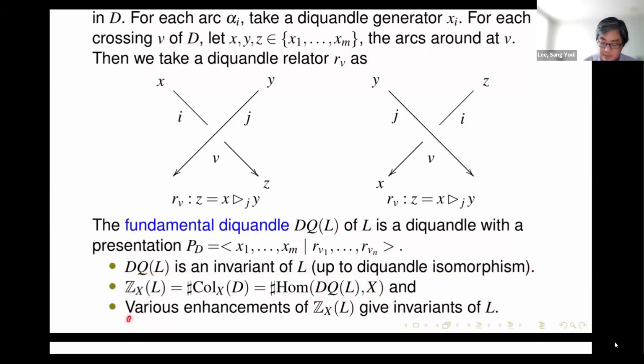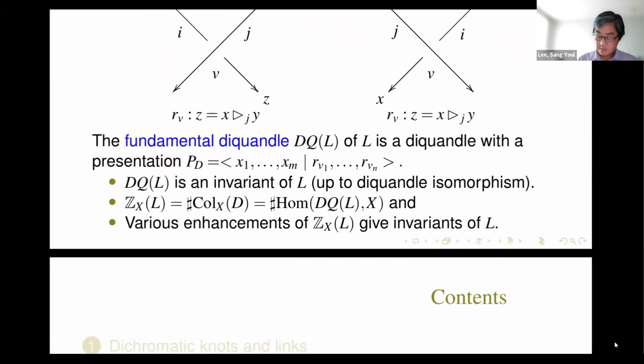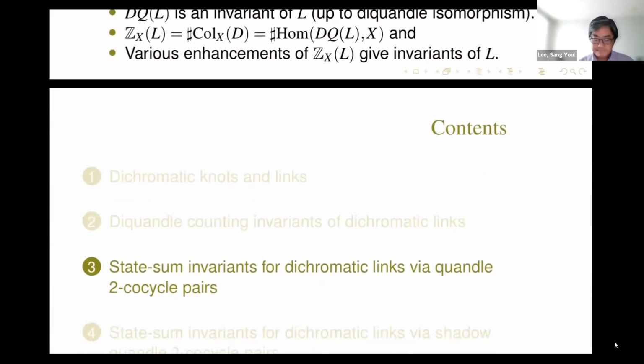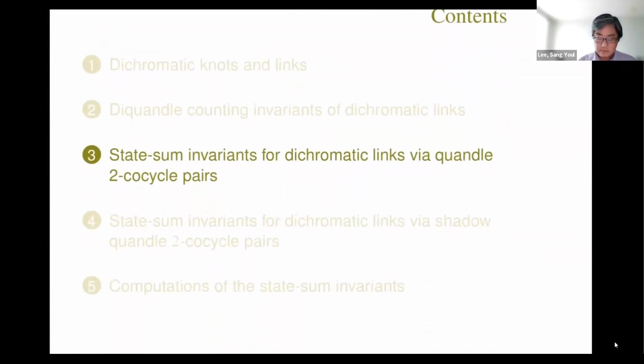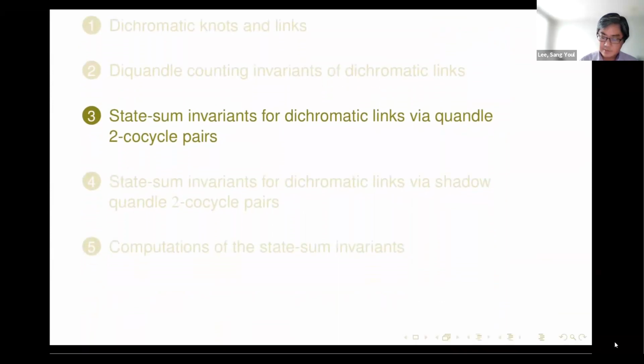And also we can consider various enhancements of this diquandle counting invariant. And they give an invariant of dichromatic links. Now we move to the state sum, or construction of state sum invariant, for dichromatic links.